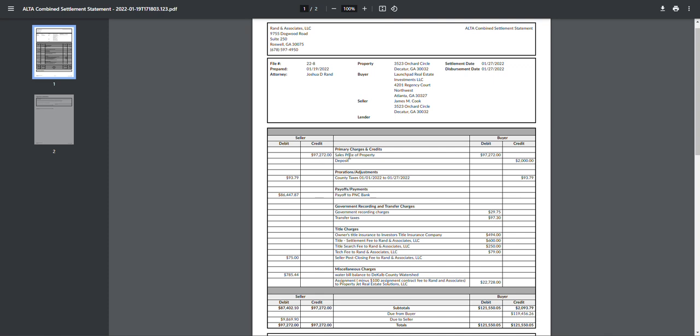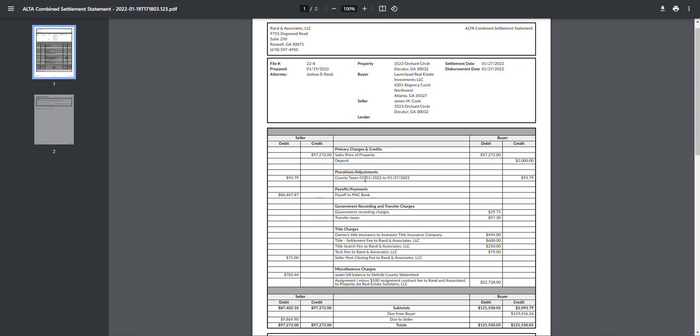So right here we have a credit of $97,272. That is the sales price of the property. Okay. So that's being credited to the seller, which means that's being added to the seller, right? But out of that, you're going to have debits, which are deductions, which is going to give that seller their net amount that they'll be walking away with. So now as we go through the list, you have a debit or deduction for $93.79. That's taxes, right? Taxes from the beginning of the year until the day that the property sold.